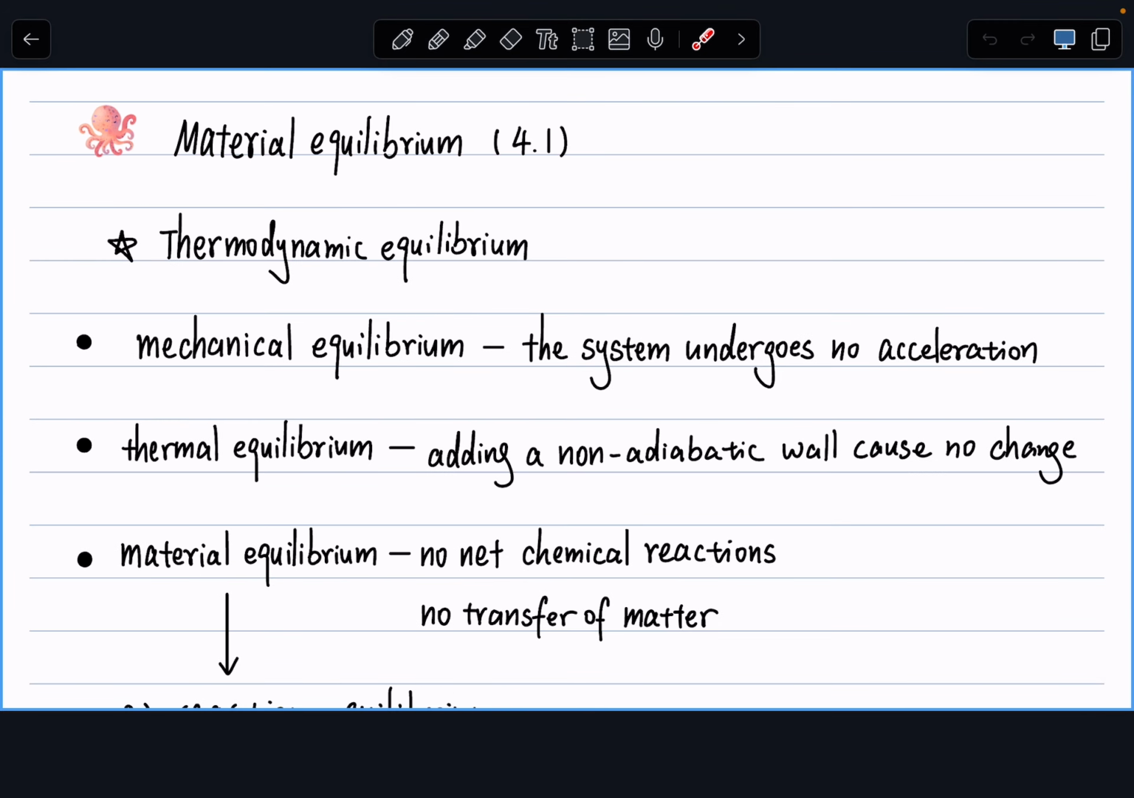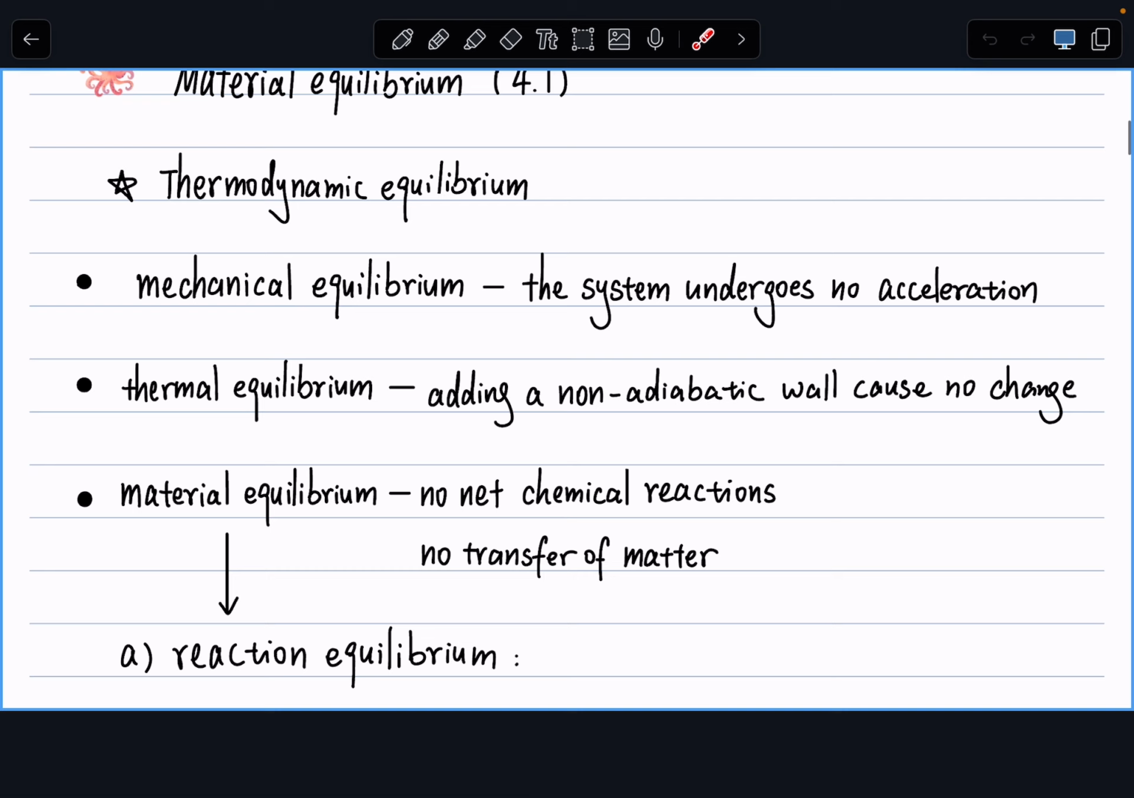This part will be a little bit like a review of your chapter 1. Remember, when we talk about thermodynamic equilibrium, we're saying there are 3 different kinds of equilibrium. All 3 of them need to be checked to get thermodynamic equilibrium. The first one, mechanical equilibrium, states the system undergoes no acceleration.